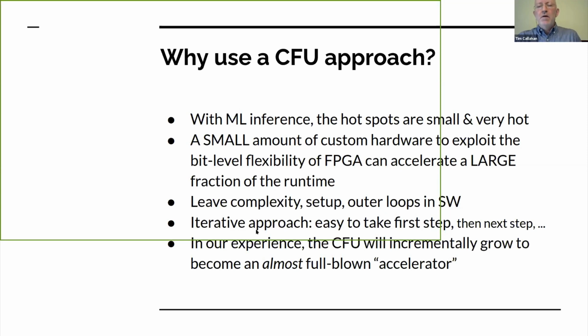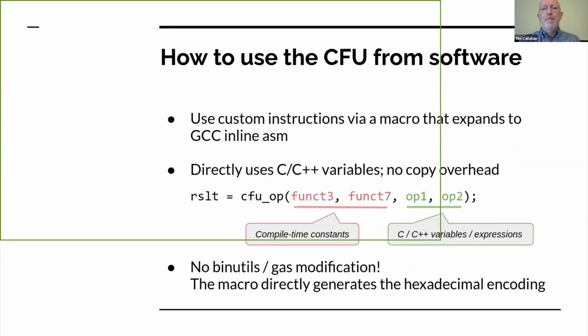But one thing that we've really discovered that we like is this iterative approach. You can start with a fairly simple instruction, probably something that you cherry picked from one of the RISC-V ISA extensions, from bitmanip or pack data, and say, okay, that's working. And then you take another step and your custom function unit keeps growing with more instructions, maybe more state. And before you know it, you have almost a full-blown accelerator.